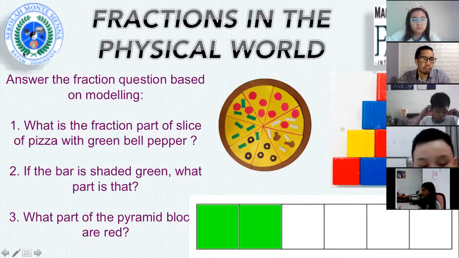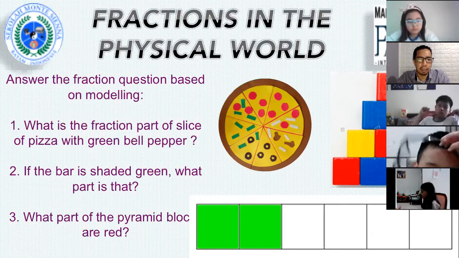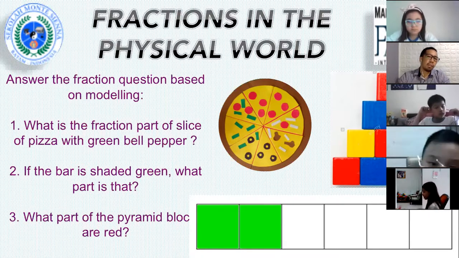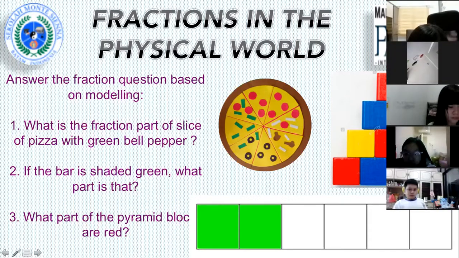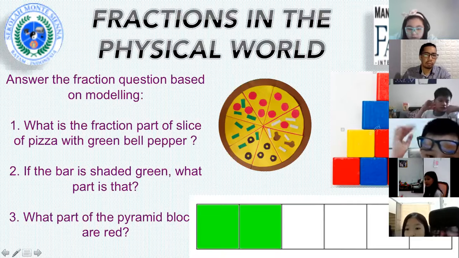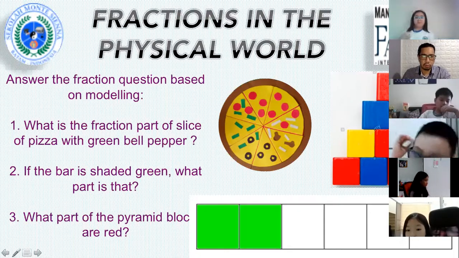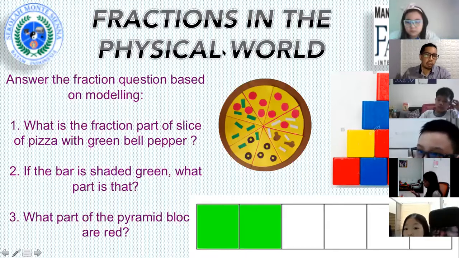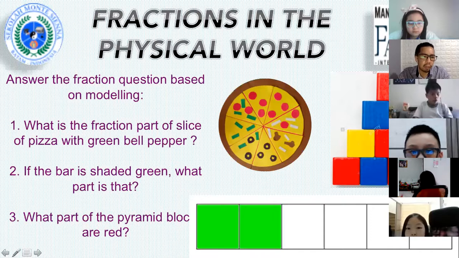Number 2, if the bar is shaded green, what part is that? The bar on the bottom. Who wants to answer? Raise your hand. Gilbert? That is the numerator. It's the numerator part. Now, what is the fraction then?